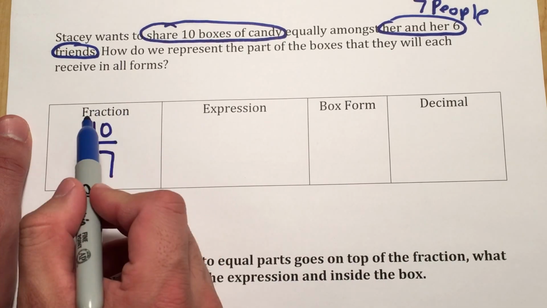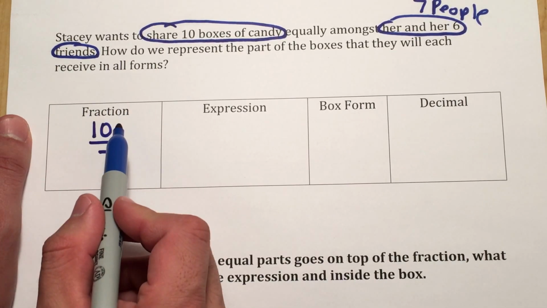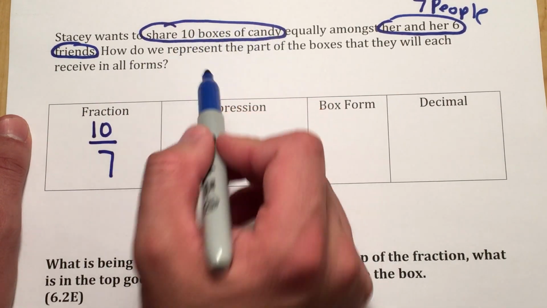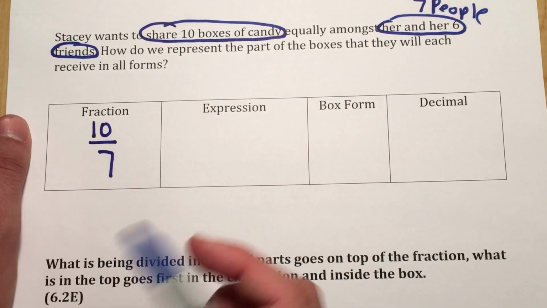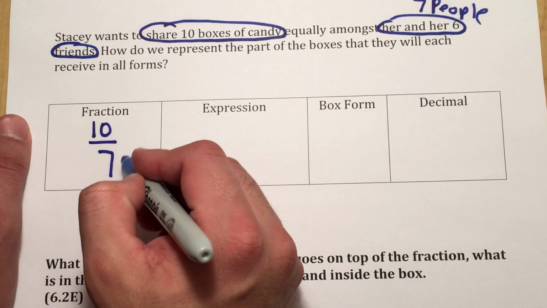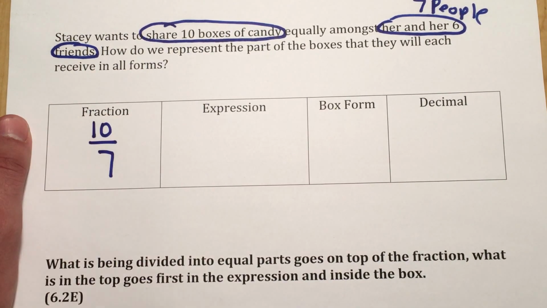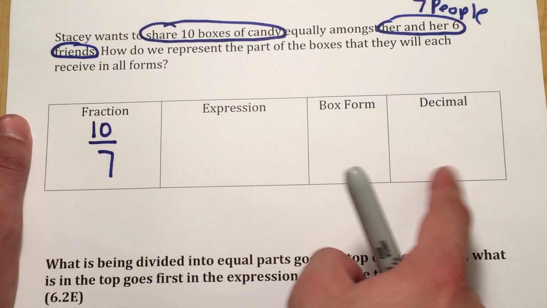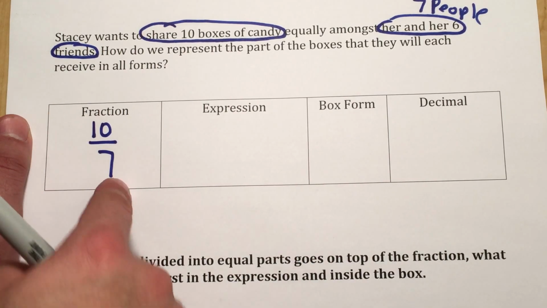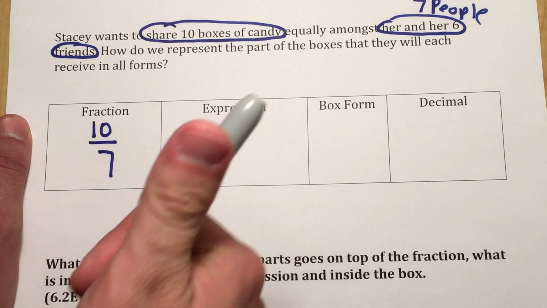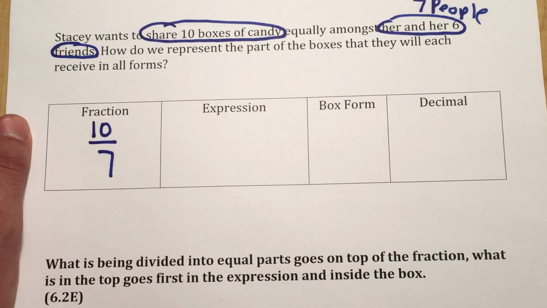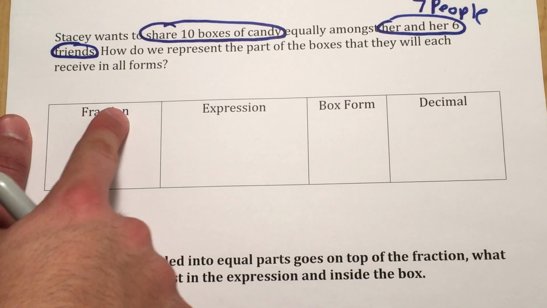Again, why did this go on the top? Because that's what we're dividing into equal parts. We're dividing the boxes of candies into equal parts. This is so important. If you were to flip this fraction upside down, with the 7 in the top and the 10 in the bottom, your answer would be wrong. When we're representing the fraction in different forms, you've got to remember order is super important. So start off by asking yourself this question: what is being divided into equal parts? Whatever is being divided into equal parts, that goes in the top.